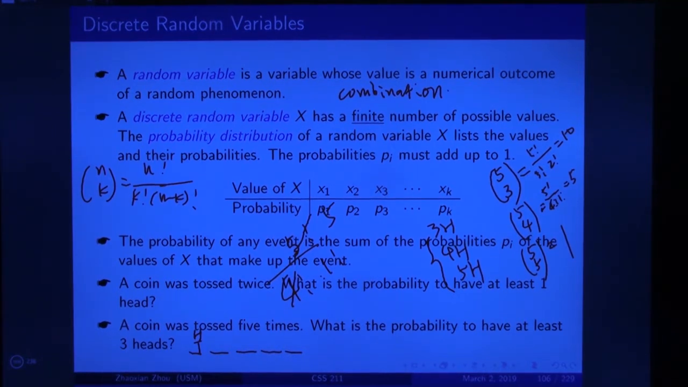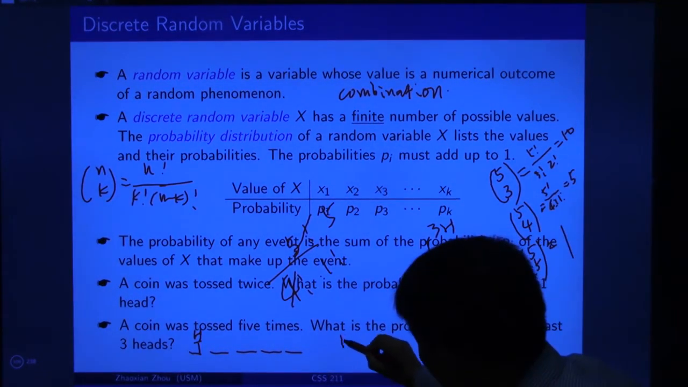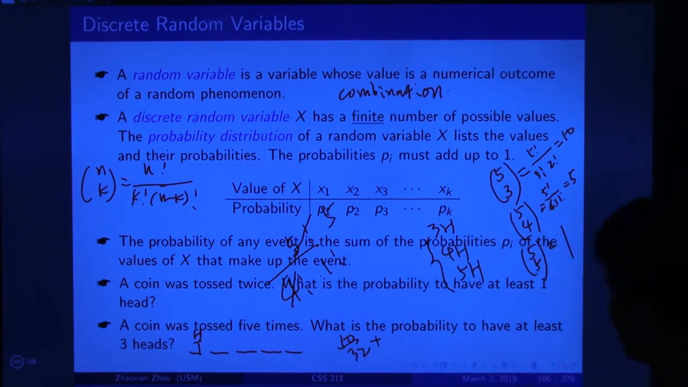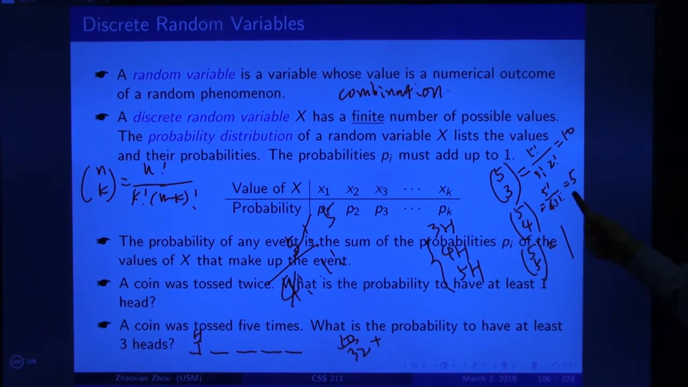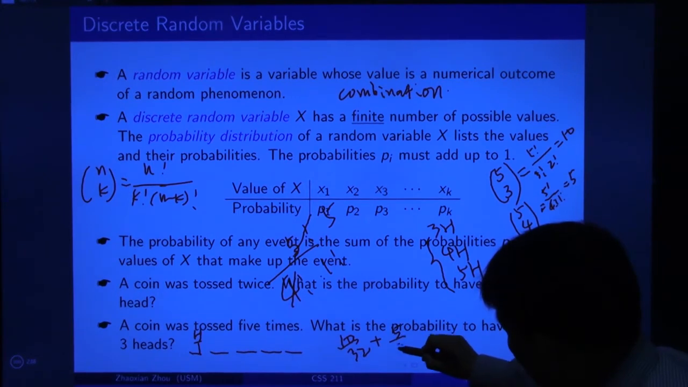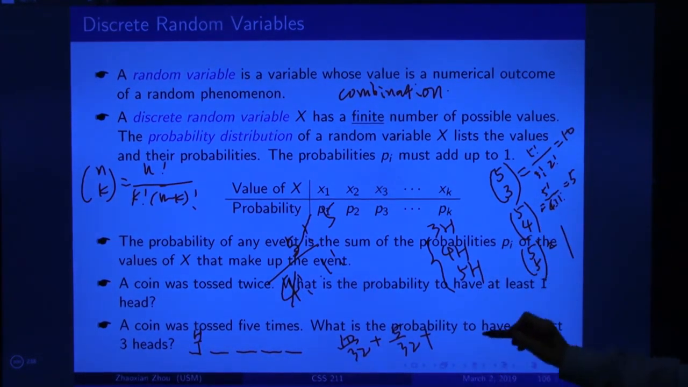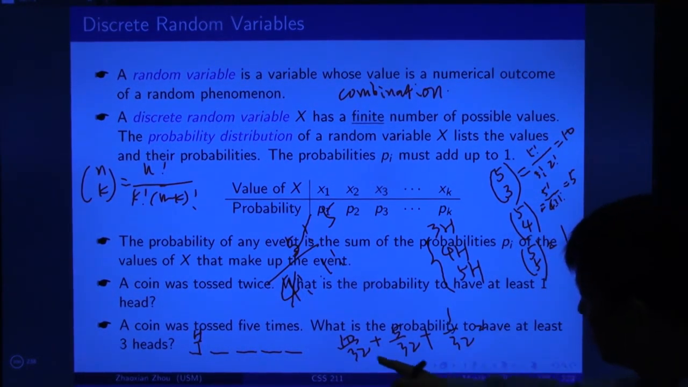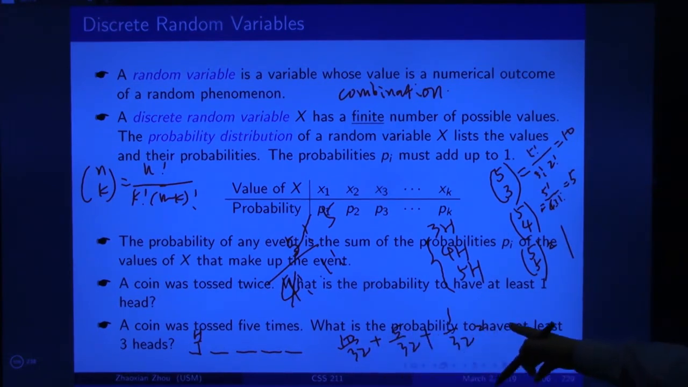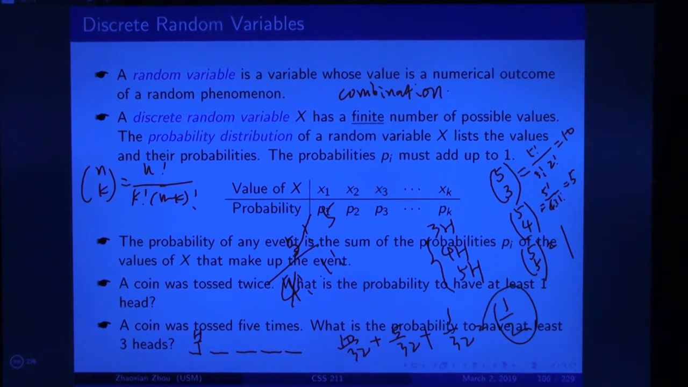Okay, now we know the total number of possible outcomes is 32. So the probability for this will be 10 over 32. Then plus 4 heads will be 5 over 32, then 5 heads will be 1 over 32. So the total will be 10 plus 5 plus 1 equals 16. 16 over 32, so equals half. So the result will equal half.